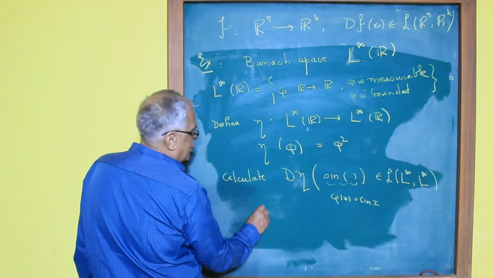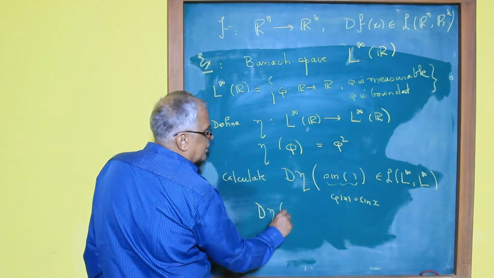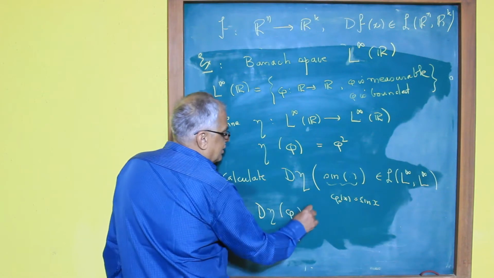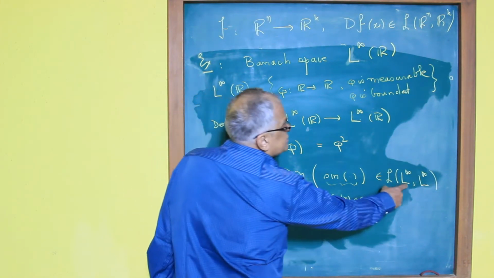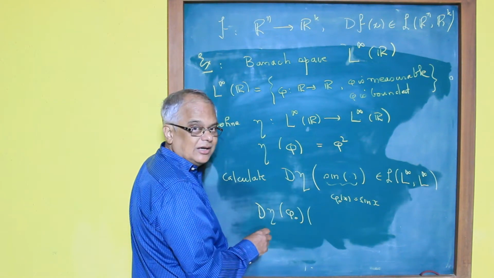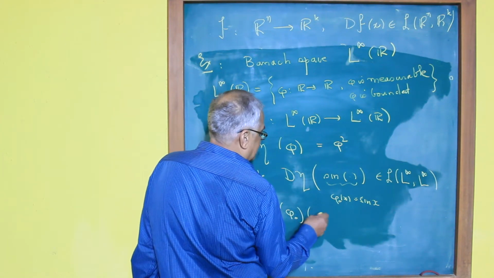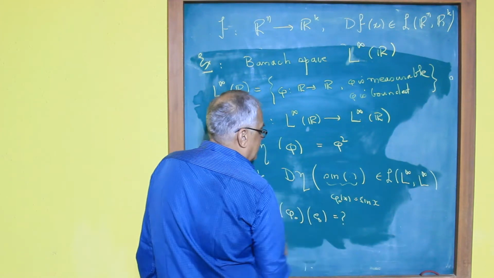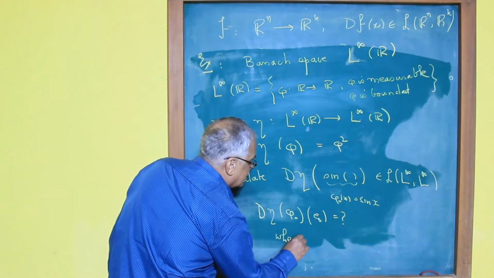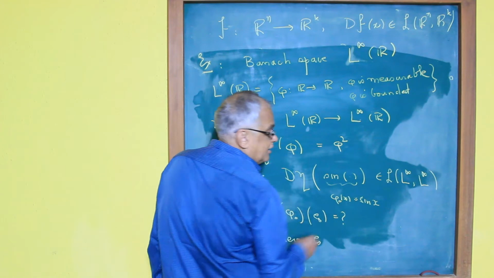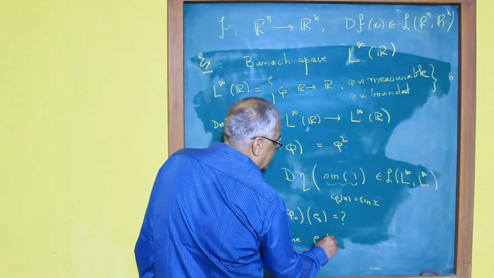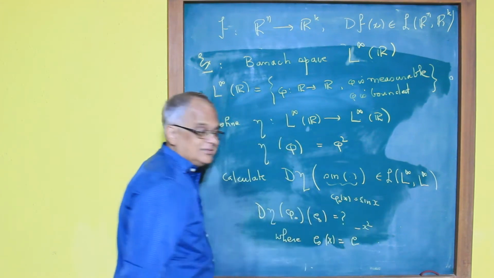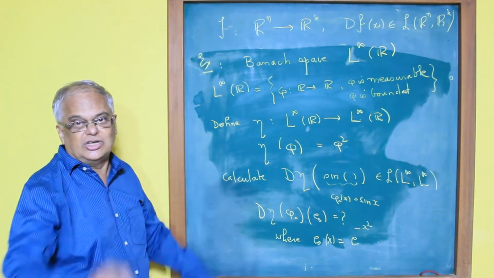So you should be able to tell me what the derivative of eta is. Let me call this phi 0. Phi 0 is sine x. So the derivative of eta at phi 0, evaluated at some point in L infinity. I'm going to give you a particular function in L infinity, namely E0, which should be an element in L infinity, a bounded function on R. So I'm going to take E0 of x equal to e to the minus x squared. E to the minus x squared is a bounded measurable function. You all know what the shape looks like.